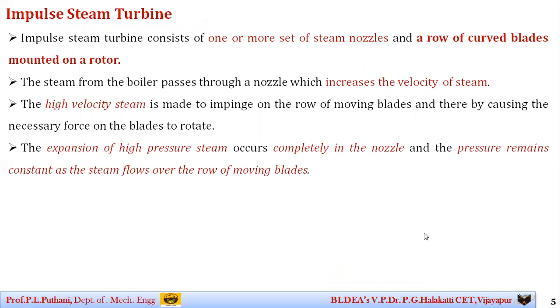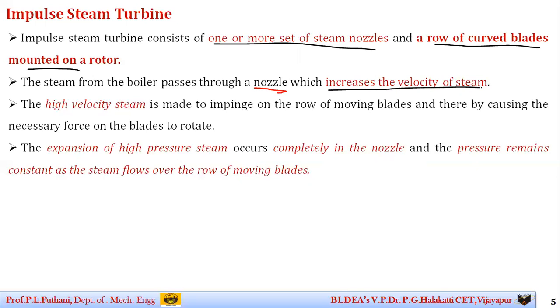So those are the points they have highlighted here. An impulse steam turbine consists of one or more sets of steam nozzles, and there will be a row of curved blades, mounted on a rotor, through which the steam is passed. When the steam from the valve passes through a nozzle, the purpose of the nozzle, as I said, is essentially to increase the velocity of the incoming steam from the boiler.